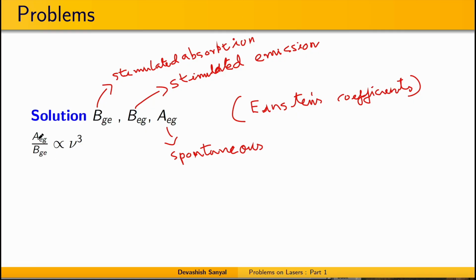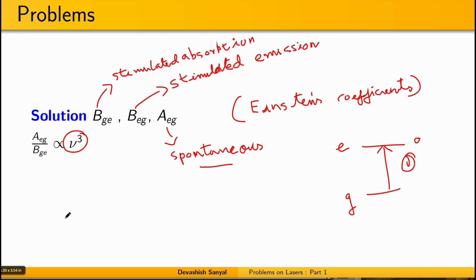So it can be shown that A by B is proportional to nu cubed. The higher the resonant frequency, we have two energy levels here. This is the excited state, and this is the ground state. This energy difference is measured by the frequency nu. So the higher the nu is, the greater will be the spontaneous emission coefficient.